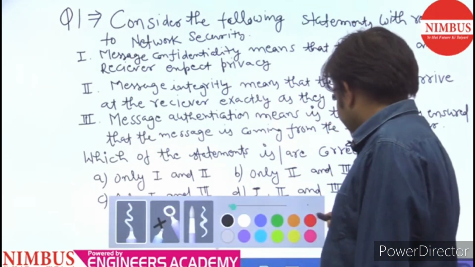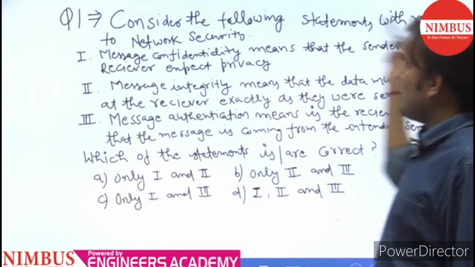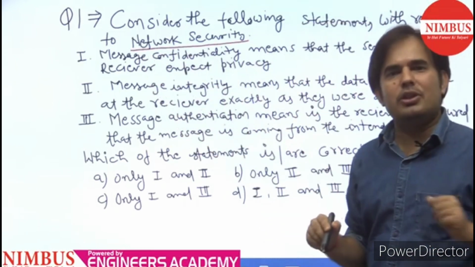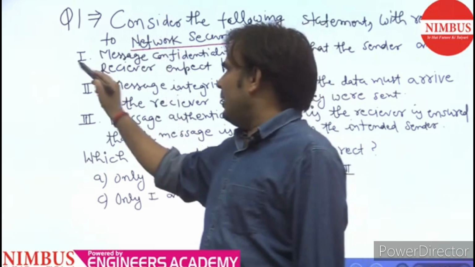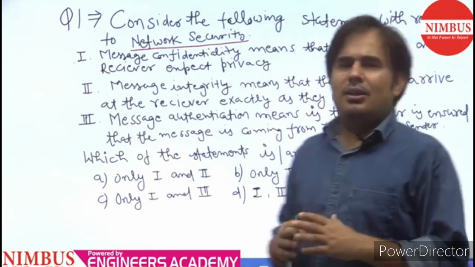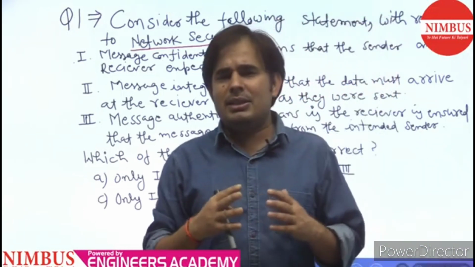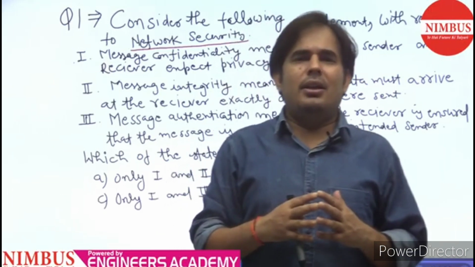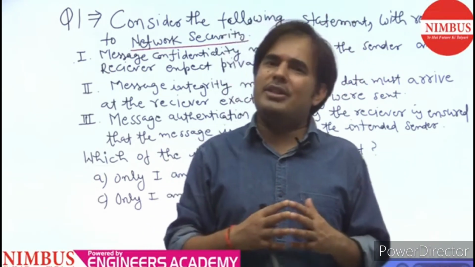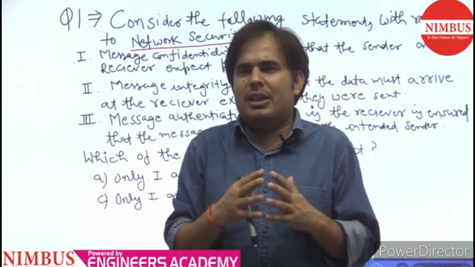Consider the following statements with respect to network security. Read the first statement: message confidentiality. First we need to understand what confidentiality is. Confidentiality means if you want to keep something secret, or you want privacy, like if two people want privacy, this is what confidentiality means.